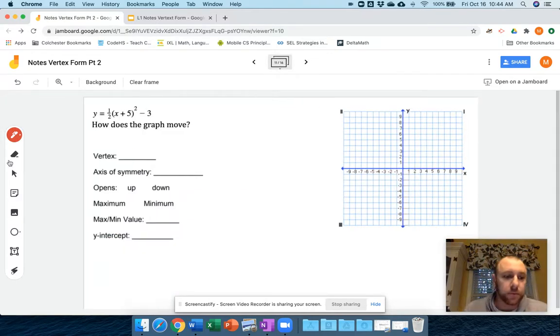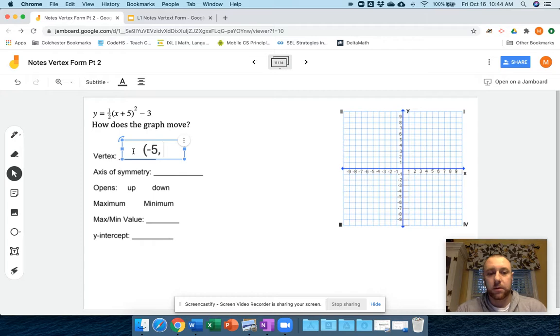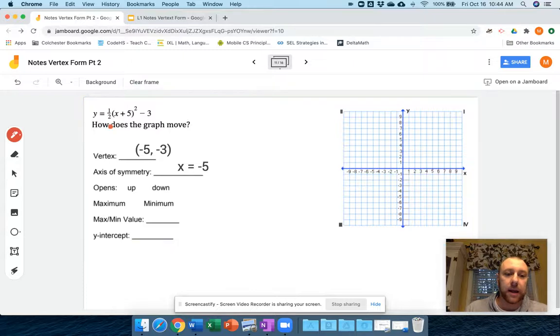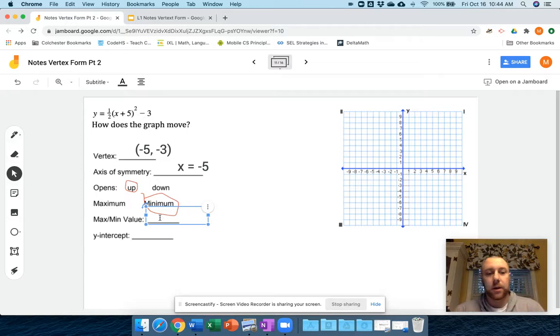So, just to do this, remember my vertex is going to be -5, -3. This is going to be x equals -5. My a value here is positive, so it's going to open up. It's going to have a minimum. Okay, my minimum value is going to be -3.